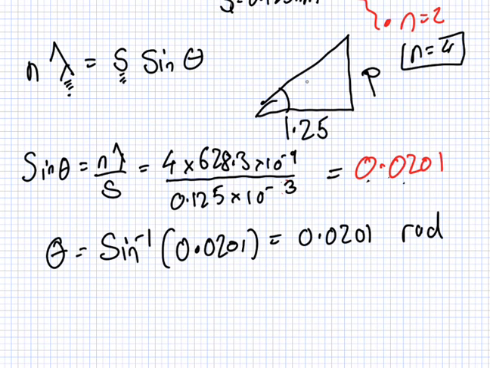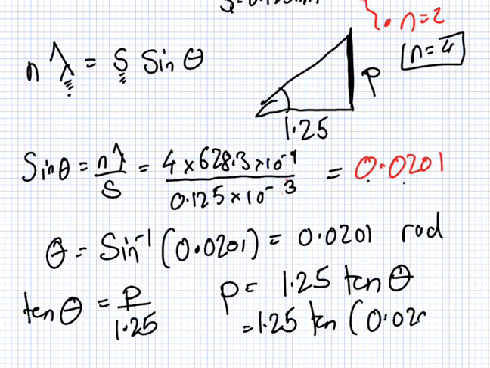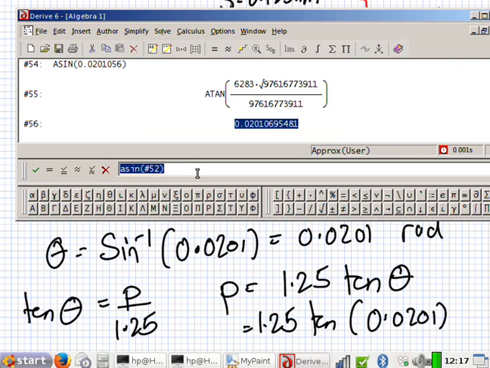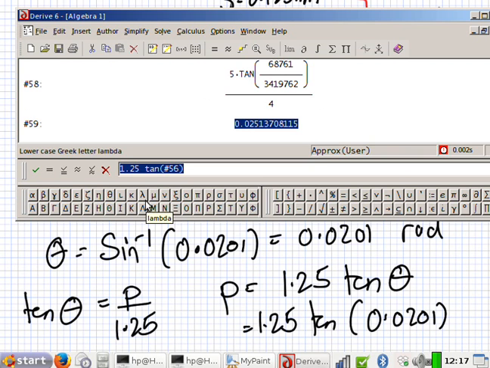Okay, so if you go back to this triangle, you have tan theta equals P over 1.25, so P equals 1.25 tan theta. What is P? The distance here I'm looking for. I didn't want to call it x. So 1.25 times tan 0.0201 radians. Um, 2.5 centimeters.